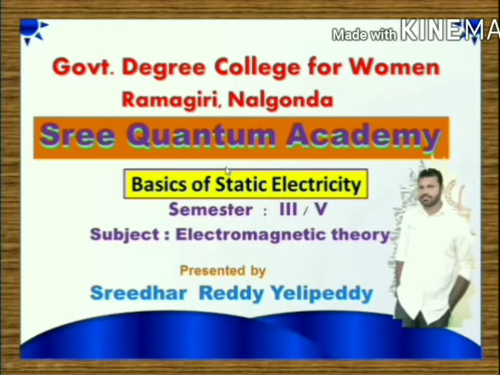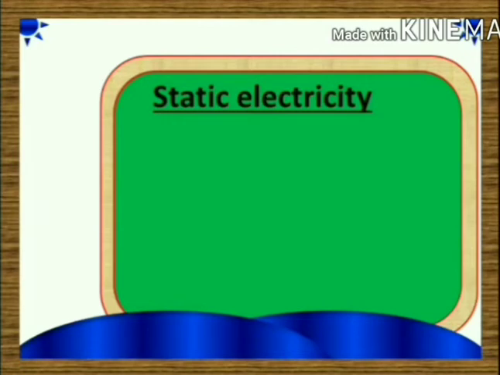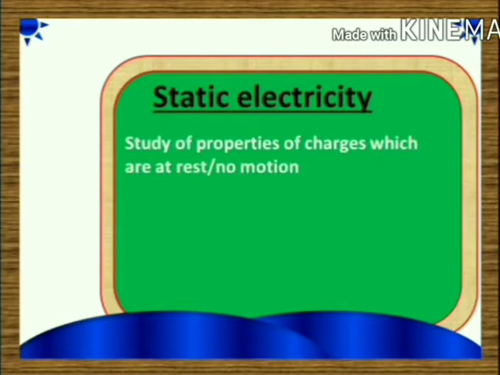Today our topic is Introduction to Electrostatics. It is also called static electricity. Static electricity is a branch of physics which deals with the properties of charges which are at rest. In this chapter, we will learn the properties of charges which are kept at rest. There is no motion.